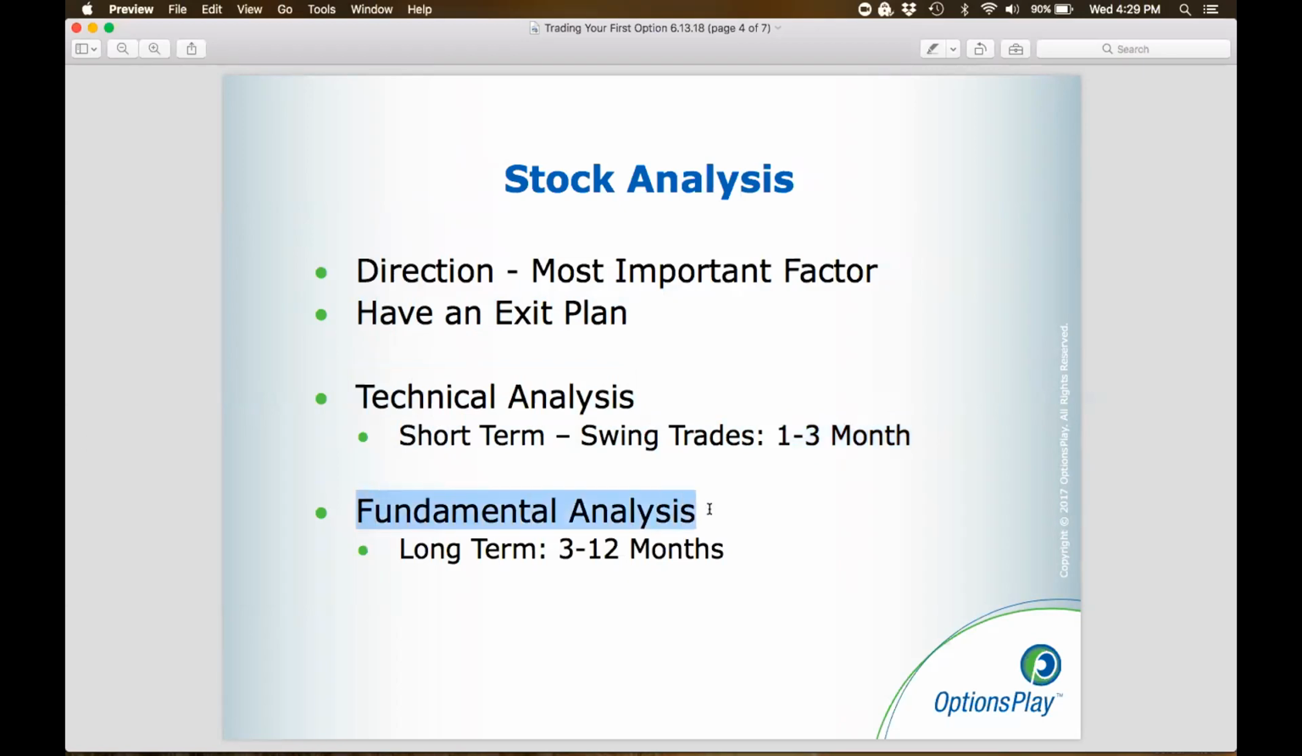So for those of you that like to look at balance sheets and income statements and try to get a feel for whether a company is overvalued or undervalued, these tend to be much longer term. If you think a company is undervalued, it can take 3, 6, 9 months, or maybe even a year for that company to become fully valued. Because it takes longer for that type of analysis to come to fruition, you typically want to trade longer term options. So anywhere from 3 to 12 months out is a good starting point if you're a fundamental trader.